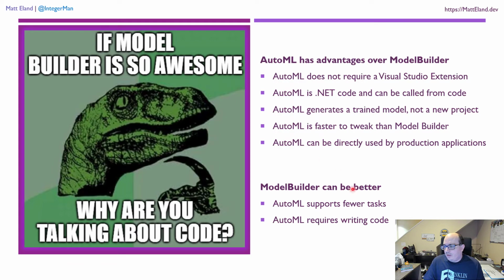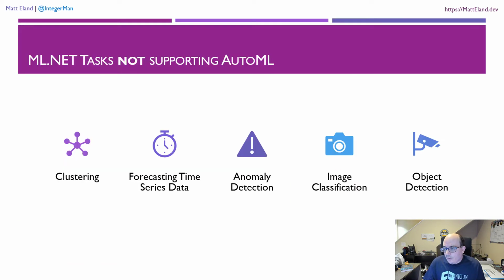So what are we losing? What are we losing support for? Well, we don't get the ability to do clustering in AutoML yet. We don't have the ability to do time series forecasting, anomaly detection, image classification, which really is through Azure anyway, or object detection. So these are things that we can't do yet in AutoML. But we're getting there. It's improving over time.